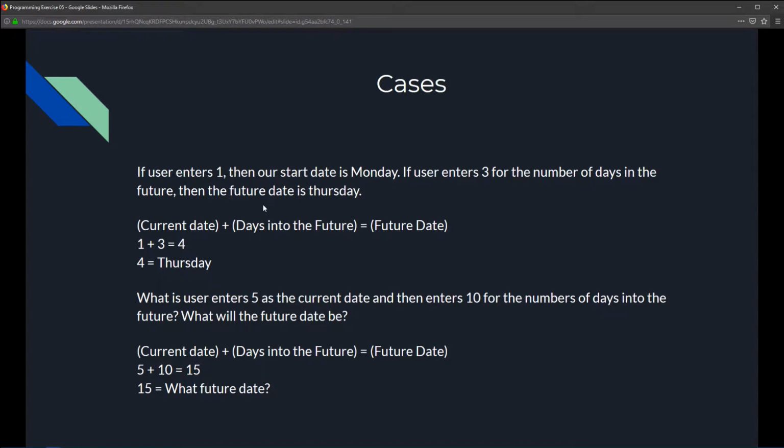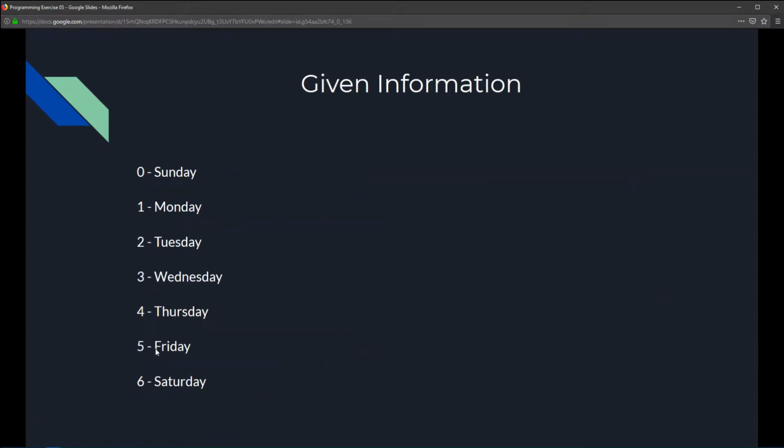Now, let's try for something a little trickier. What if they enter 5 as the current date and 10 for 10 days into the future? What will we get? Well, let's say 5 plus 10. So 5, what is 5? 5 is Friday. And 10 days into the future, what is that future date? How are we going to solve that? We could solve it in an easier way, right? We could just count from Friday. So 1, go back to the beginning of the week, 2, 3, 4, 5, 6, 7, 8, back again, 9, and 10. So that future day will be Monday.